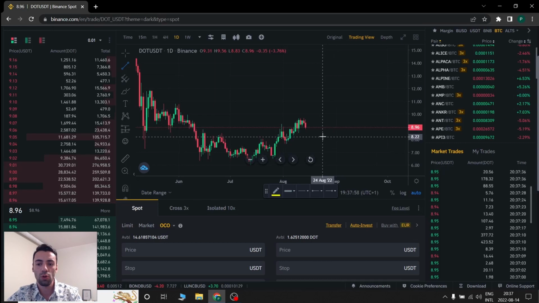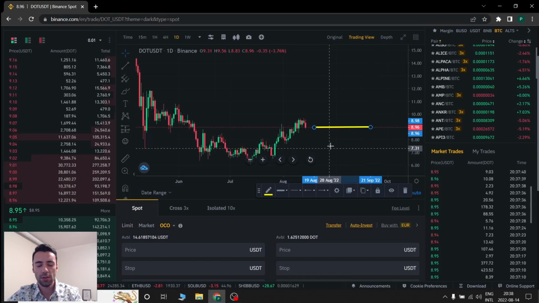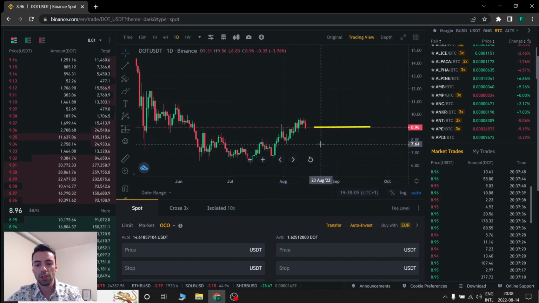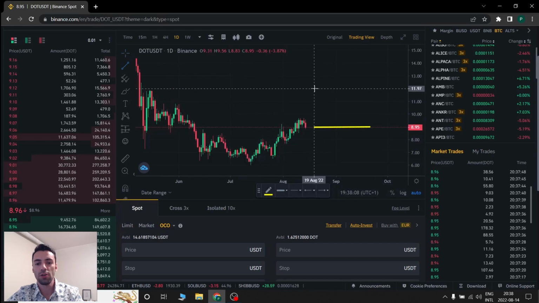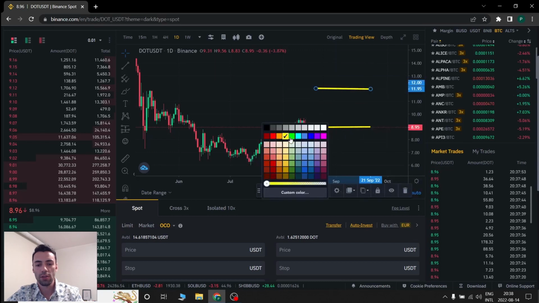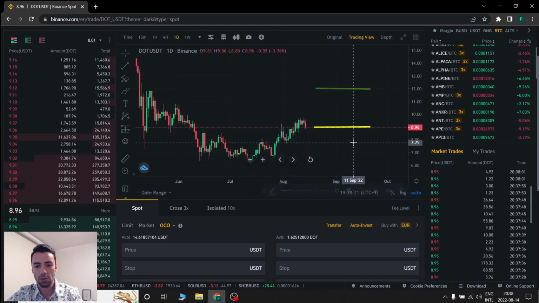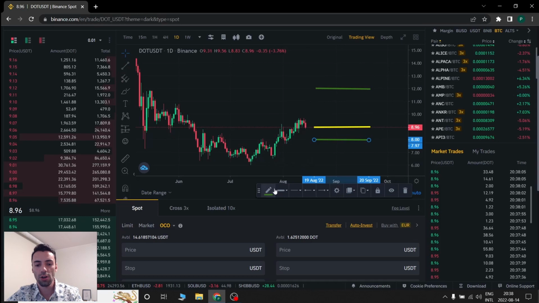For example, here, Polkadot we bought at 8.96. We predict it will go to, I don't know, for example, 12. So we have this as the target. I put it in green, a little bit darker, and we also want to have a stop limit. Again, these are not signals, I'm just showing these for educational purposes.